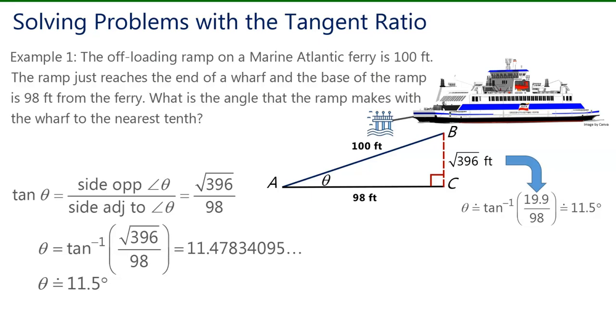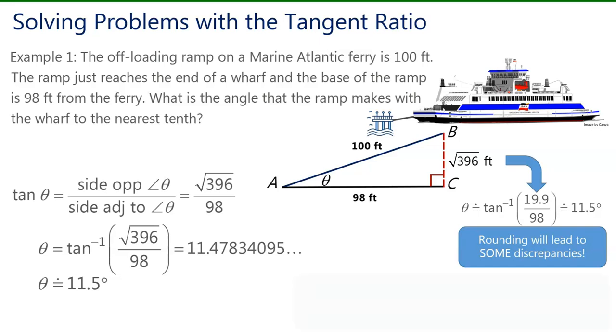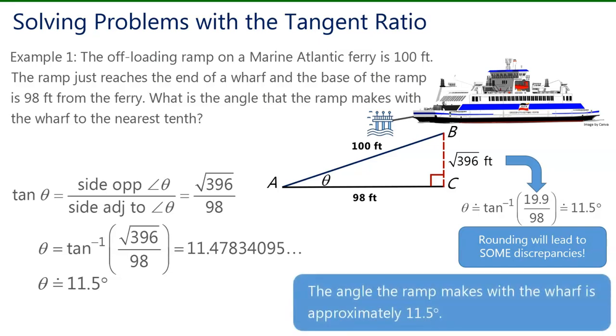We could have also said that theta was the inverse tan of 19.9, the approximation for the square root of 396, divided by 98. It would give us also approximately 11.5, but rounding will lead to some discrepancies. The angle that the ramp makes with the wharf is approximately 11.5 degrees.